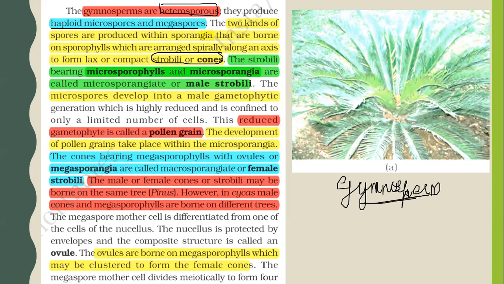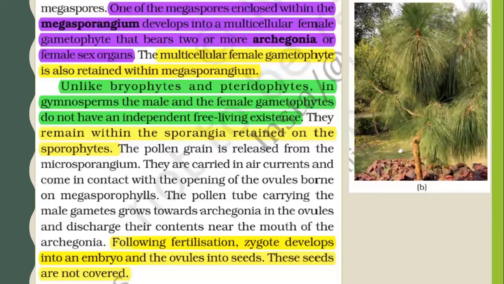Is that clear for everybody? Male and female cones or strobili may be borne on the same tree, as in Pinus, and in Cycas, male cones and female cones are borne on different trees. One of the megaspores enclosed within the megasporangium develops into a multicellular female gametophyte with two or more archegonia, or female sex organs.